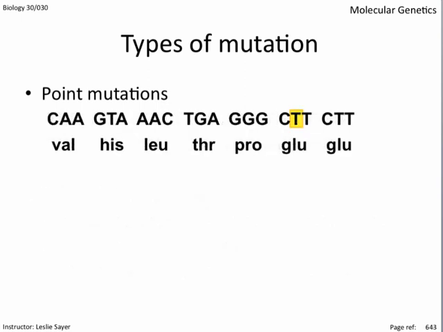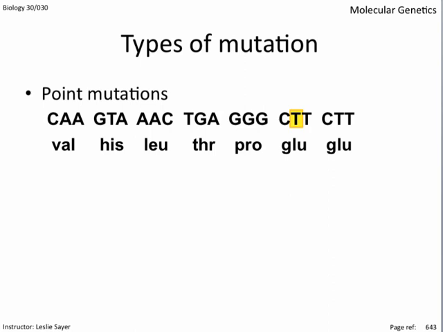Another type of point mutation is a substitution mutation. Here's part of a template strand of DNA. After transcription to mRNA, the amino acid sequence following translation is valine, histidine, leucine, threonine, proline, glutamate, and another glutamate. This sequence of amino acids makes up part of the beta-globin polypeptide, one of the two polypeptides that combine to form the protein hemoglobin, the oxygen-carrying pigment of human red blood cells.